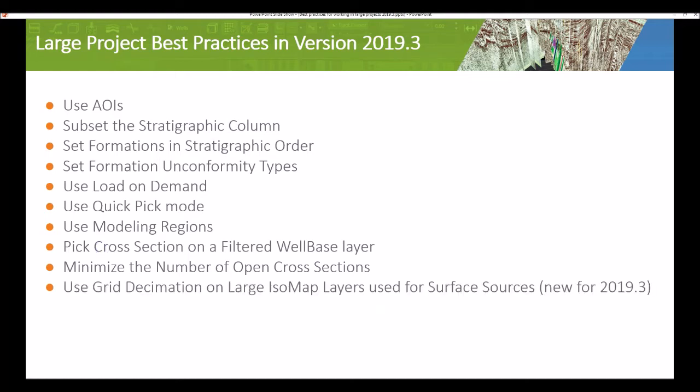Use grid decimation on large isomap layers used for surface sources. Isomap layers can be used as surface sources in geomodeling. However, if the isomap layers are very large and have millions of grid nodes, they can slow the loading and modeling of these layers in the geomodel. New for 2019.3 is the ability to decimate the isomap grid nodes up to a 10 by 10 rows and columns, thus greatly increasing the speed of their loading and modeling.